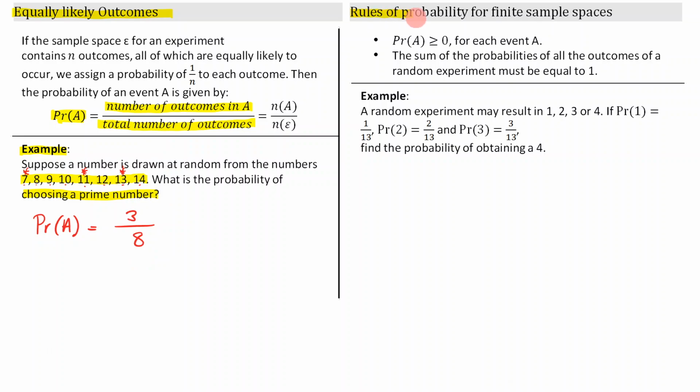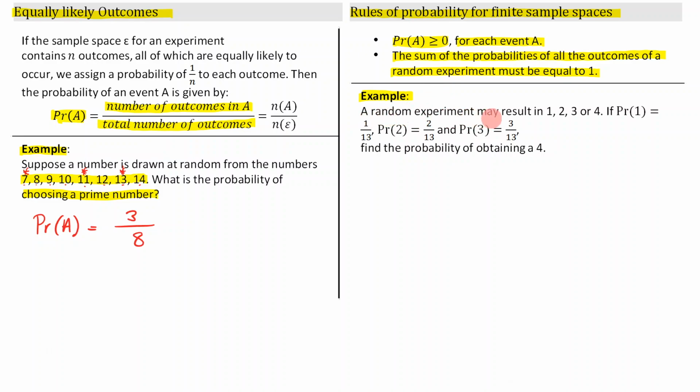Next, rules of probability for finite sample spaces. The probability of A is greater than or equal to 0 for each event A. The sum of all probabilities of all the outcomes of a random experiment must be equal to 1. All right, let's read through this example here and it will make sense of what we've just read.